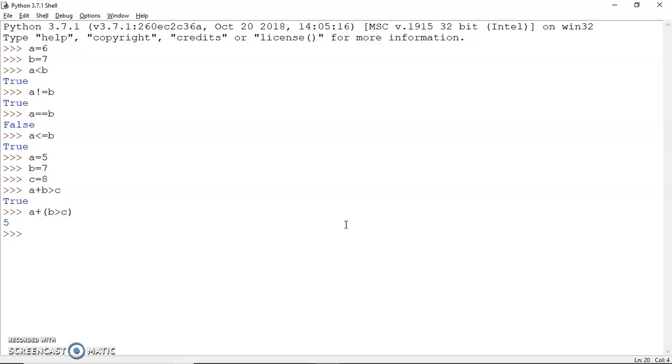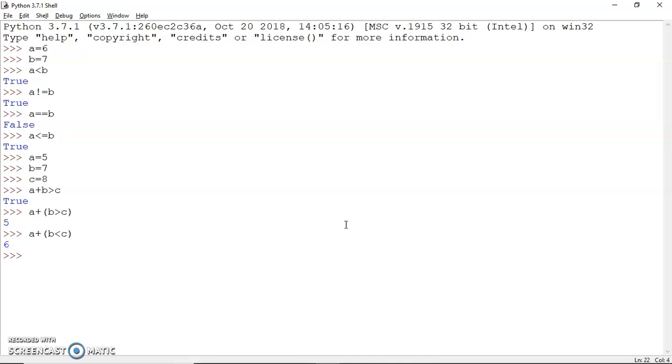So if I try to write an expression like this, what answer would you now expect? So 0 means false, and any non-zero value is true, but usually true is taken as 1. So B less than C is true. The answer is true, that is 1. So 5 plus 1 is 6.